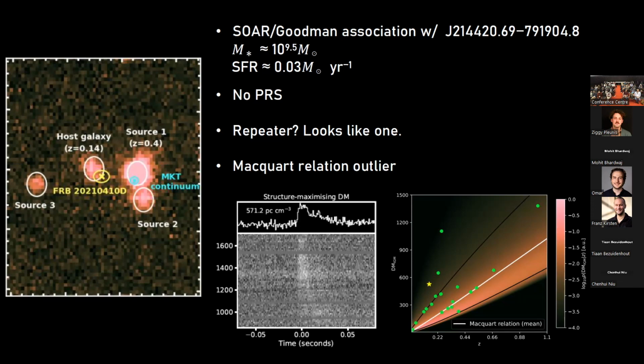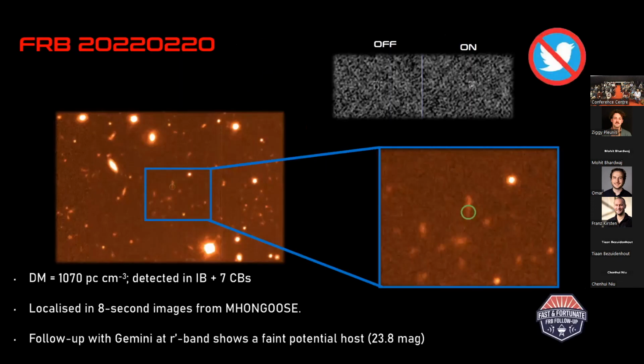The next FRB was another one that we localized in an 8-second image, this time from MeerTRAP. We saw it in the incoherent beam as well as 7 coherent beams. We followed up with Gemini, which shows that there's a possible host galaxy, very faint, only 23.8 magnitude. So yeah, we're still working on that, expect to see more.